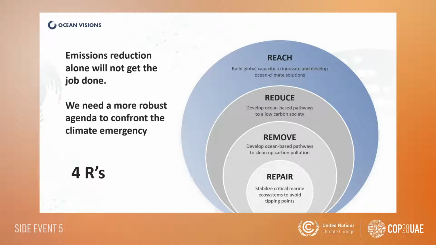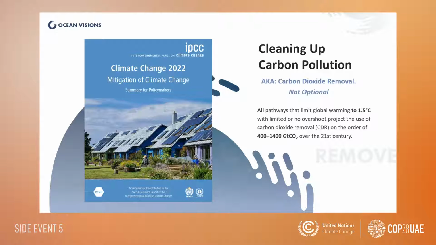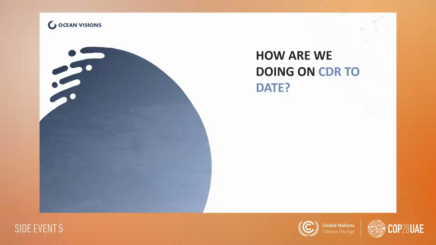So we have to build global capacity to innovate and develop ocean climate solutions. And this is an all hands on deck situation where we really need everybody from everywhere thinking about these problems. So, as was mentioned earlier, all pathways that limit global warming to 1.5 degrees C with limited or no overshoot do require carbon dioxide removal on the order of 400 to 1,400 gigatons over the 21st century. And this is the IPCC report that this comes from. So how are we doing?